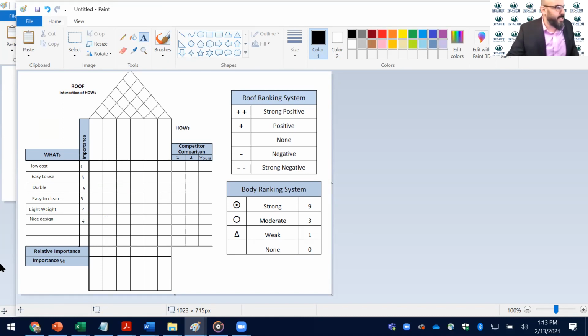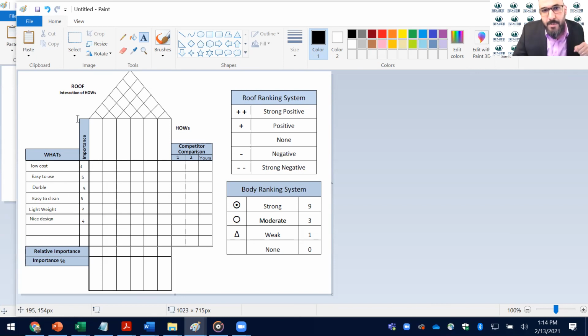We're moving to the technical team. We're bringing the team. Okay, guys, we met with the team. We met with the customer, and this is what we need. The customer needs a low cost microwave, easy to use microwave, durable microwave, easy to clean microwave, lightweight microwave, nice design.